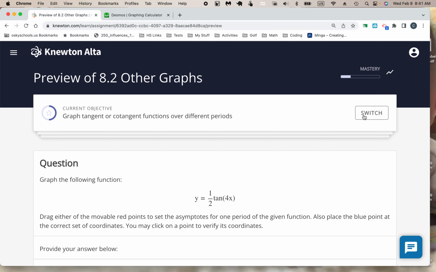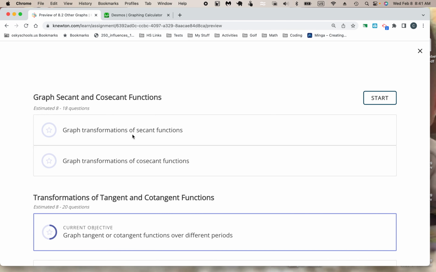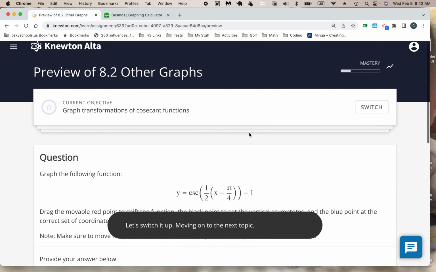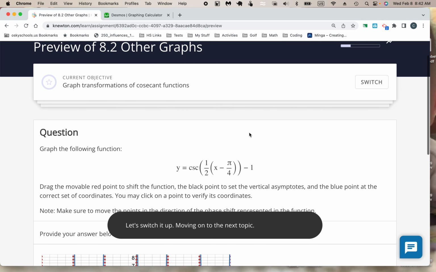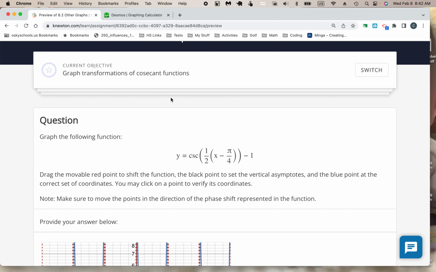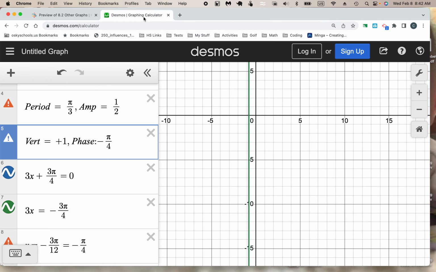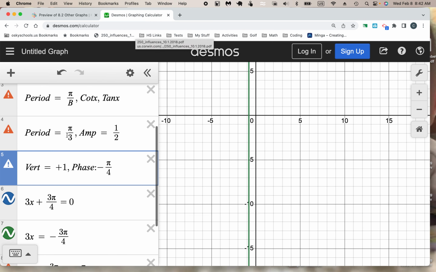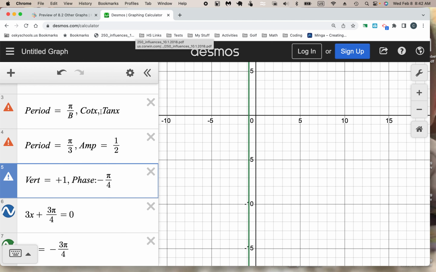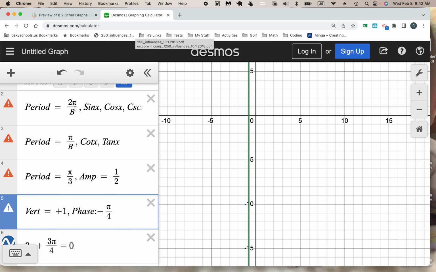Okay, let's switch this and go to graph transformation of secant and cosecant functions. I'm probably only going to get to do one of each, so we'll start with graphing cosecant functions. The only difference between the cosecant and secant functions and the cotangent and tangent functions is that instead of pi/b for cotangent and tangent, we're going to do 2pi/b.